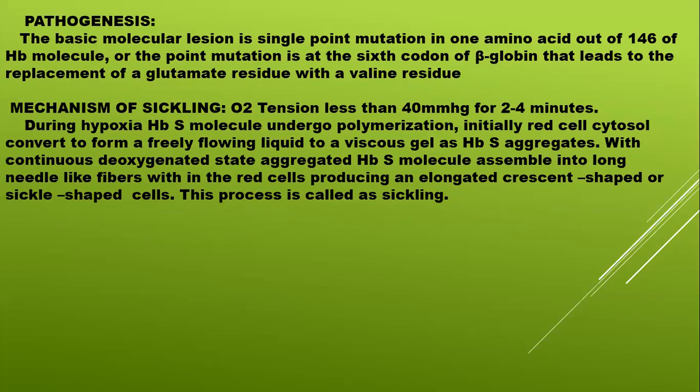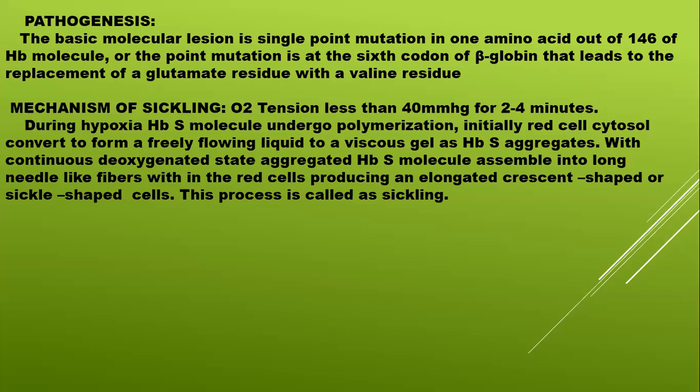The pathogenesis: the basic molecular defect or lesion is a single point mutation, which involves one amino acid out of 146 of the hemoglobin molecule. The point mutation is at the sixth codon of the beta globin gene, which leads to replacement of a glutamate residue with a valine residue. Only replacement.